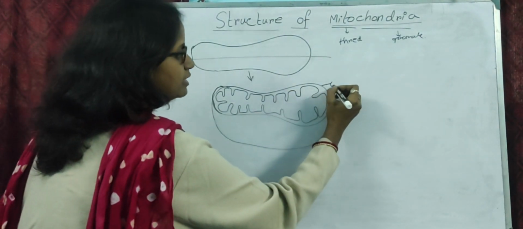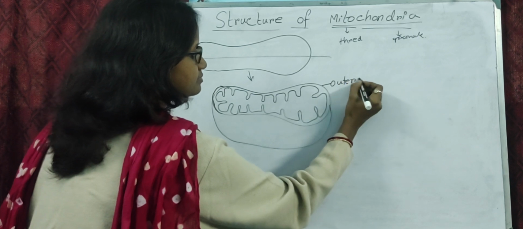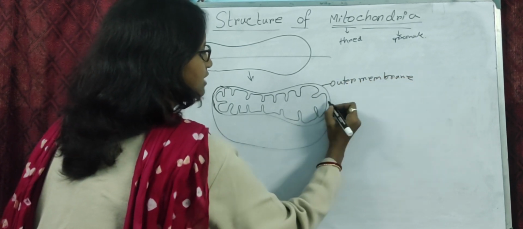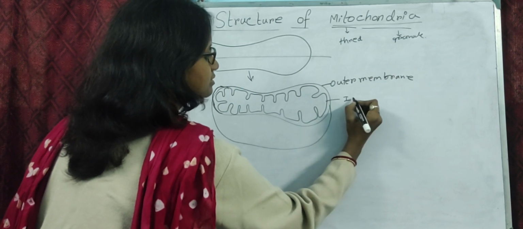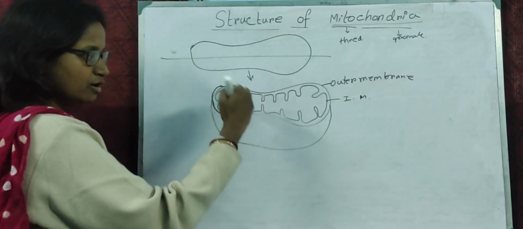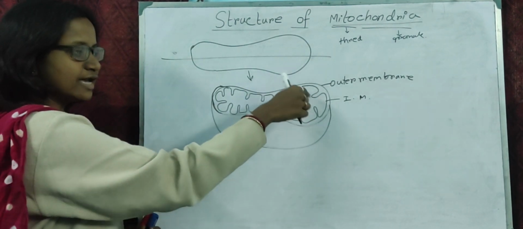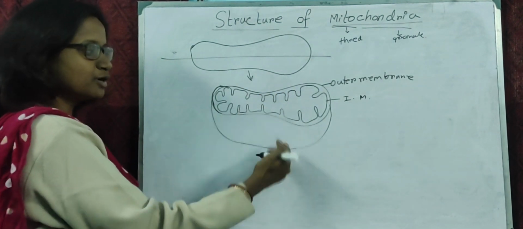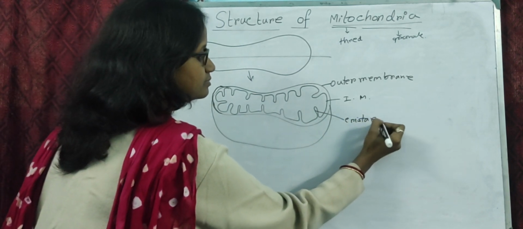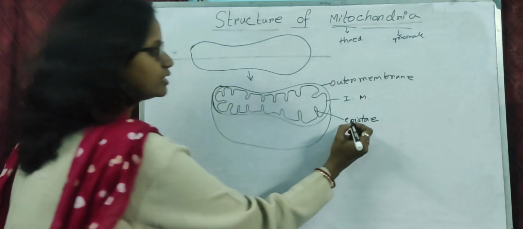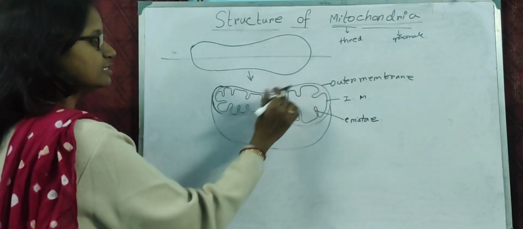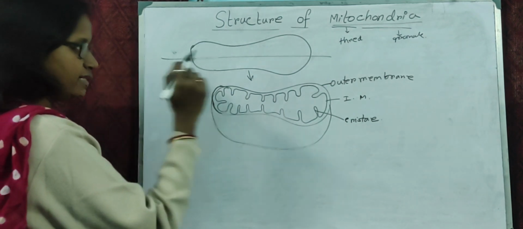This is the outer membrane and this is the inner membrane. The inner membrane forms finger-like projections. Those finger-like projections are called the cristae. In singular it's crista. So these are the inner membrane and outer membrane.